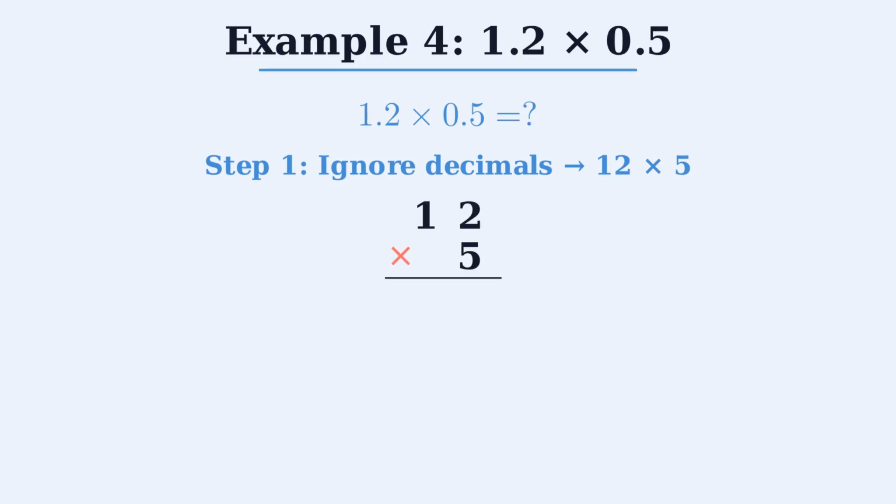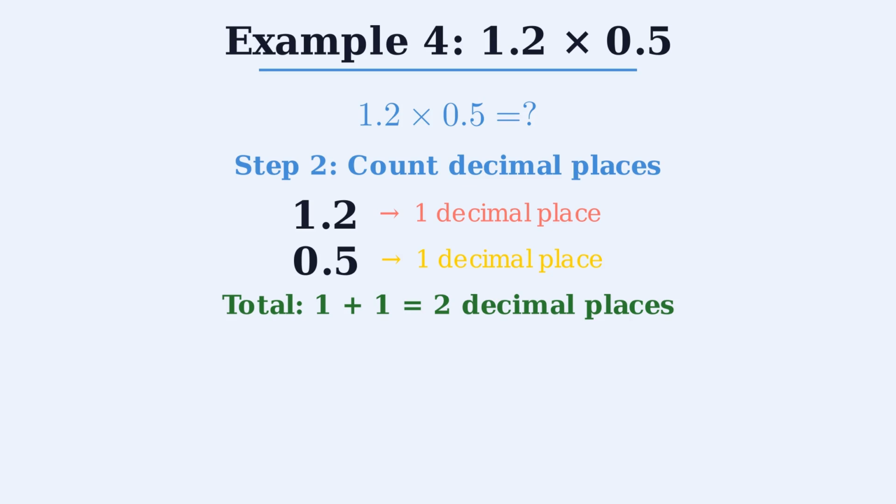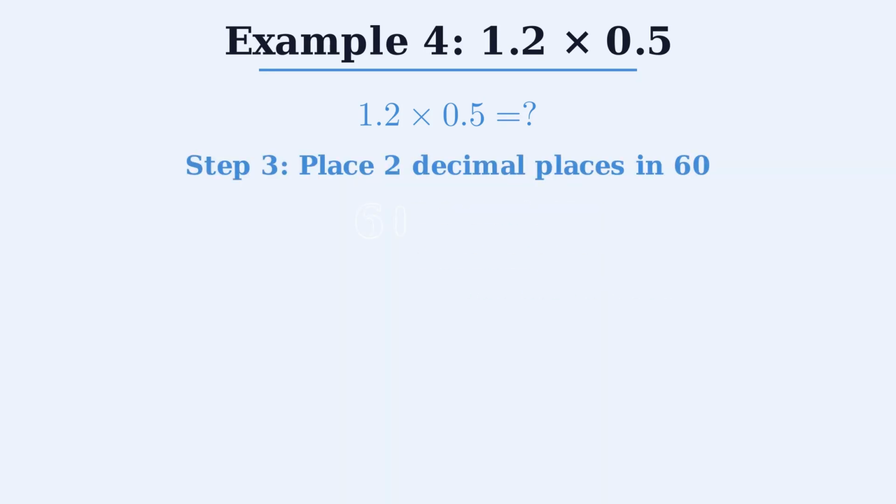Step 1. Ignore the decimals and multiply 12 times 5. Let's calculate. 5 times 2 is 10. Write 0, carry 1. Then 5 times 1 is 5, plus 1 carry is 6. So 12 times 5 equals 60. Step 2. Count decimal places.